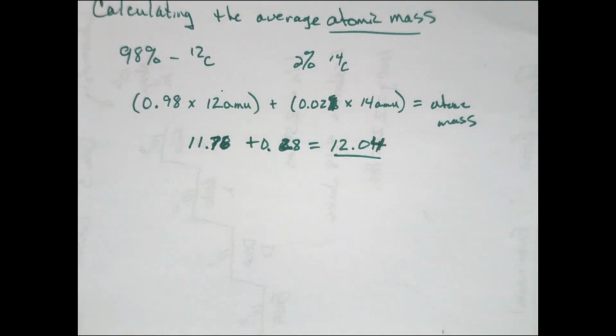I'm going to give you another example because this isn't always just 2 isotopes. There are some elements out there that have 7 different isotopes. And so to find the average mass, you have to do this for all 7 of them. You're not going to have to do that, but I will give you one that's relatively simple.